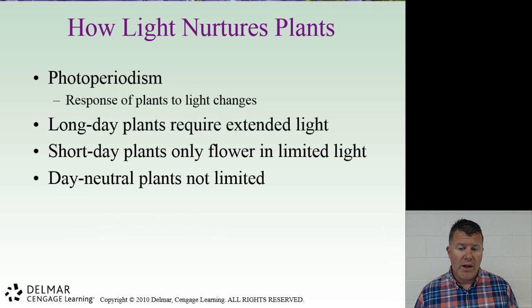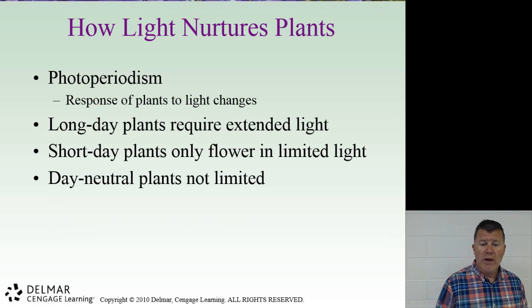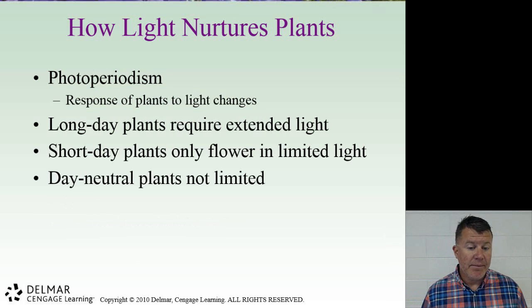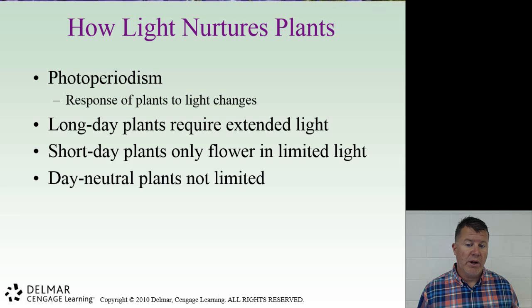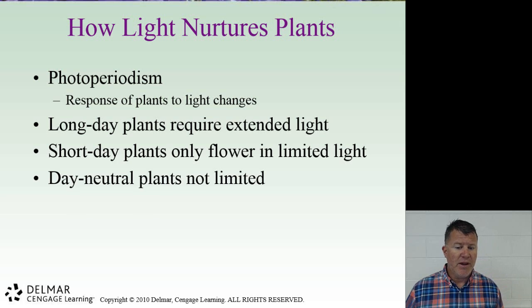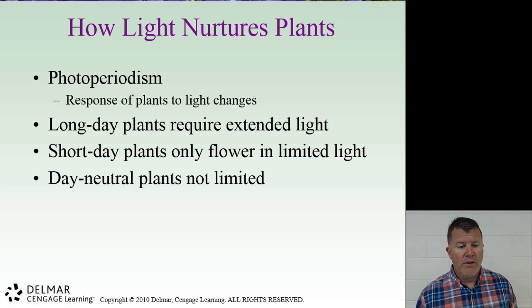Photoperiodism, responsive plants to light changes. You have your long day plants, they require more extended light. Your long day plants need more sunlight. Your short day plants, they're only going to flower in limited light. And then you have day neutral plants, which it's either or for them.